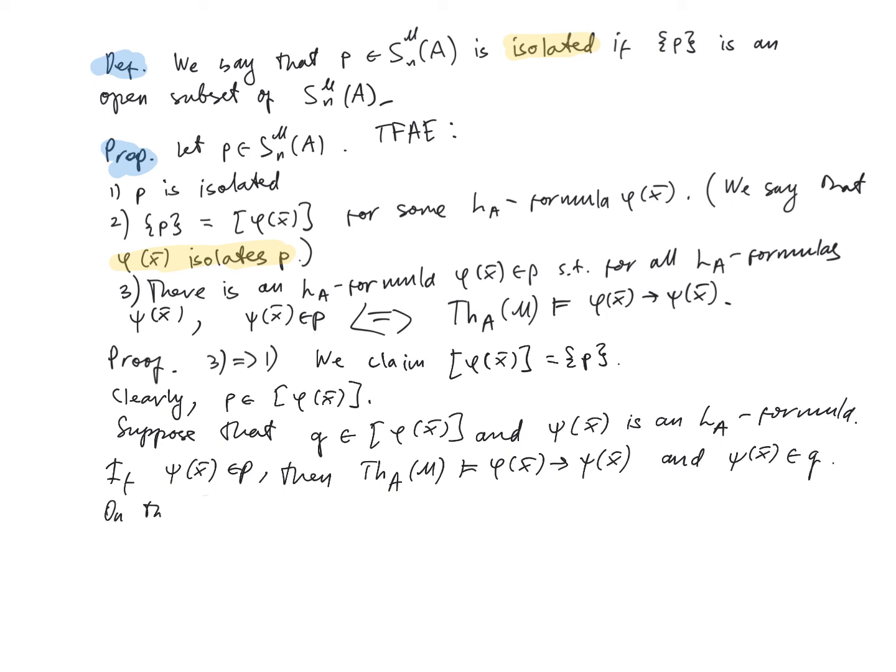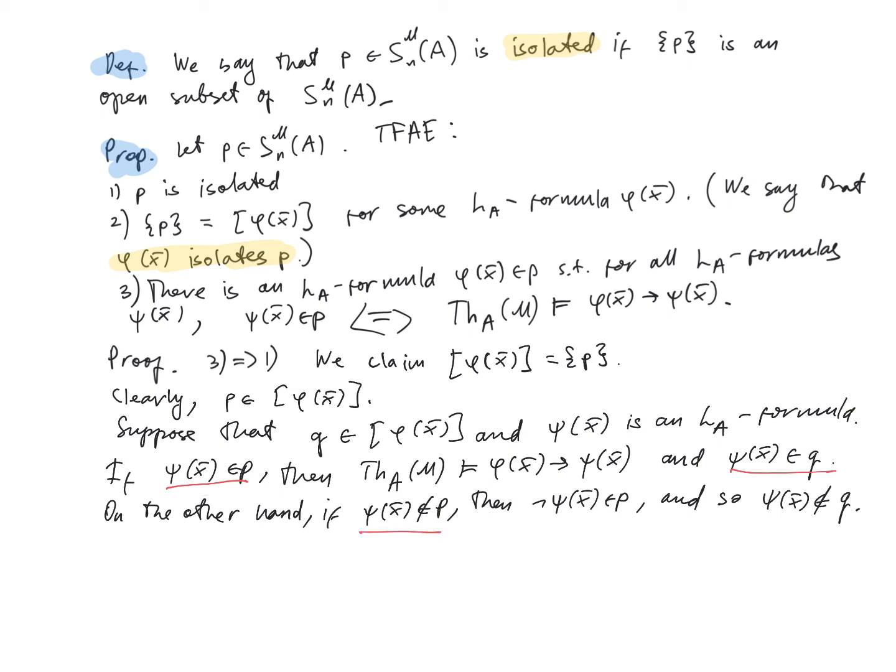But on the other hand, if psi of x bar is not in P, then the negation of psi of x bar is in P by completeness of P, and by the same argument as above, we get that psi of x bar is not in Q. So then we have obtained if psi is in P, then psi is in Q, and if psi is not in P, then psi is not in Q. So the conclusion is that P is equal to Q. So we get 1. And this concludes the proof of the proposition.